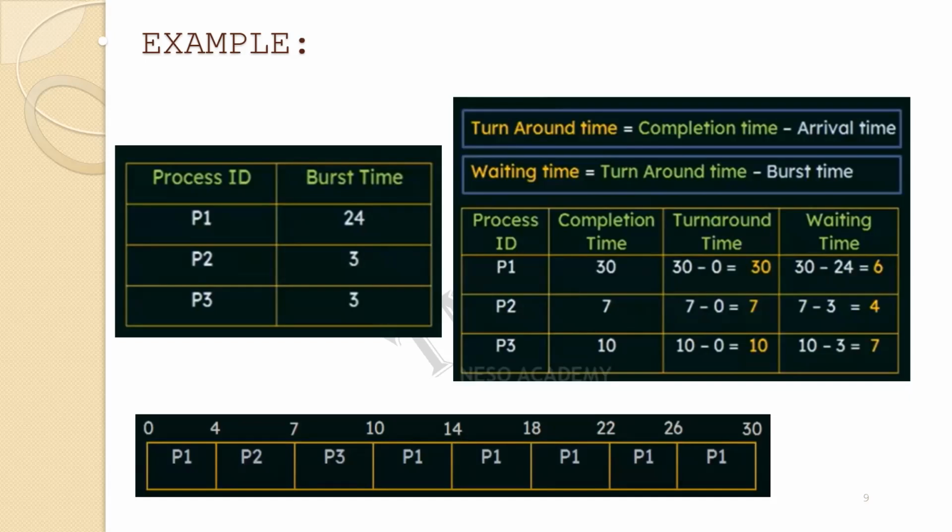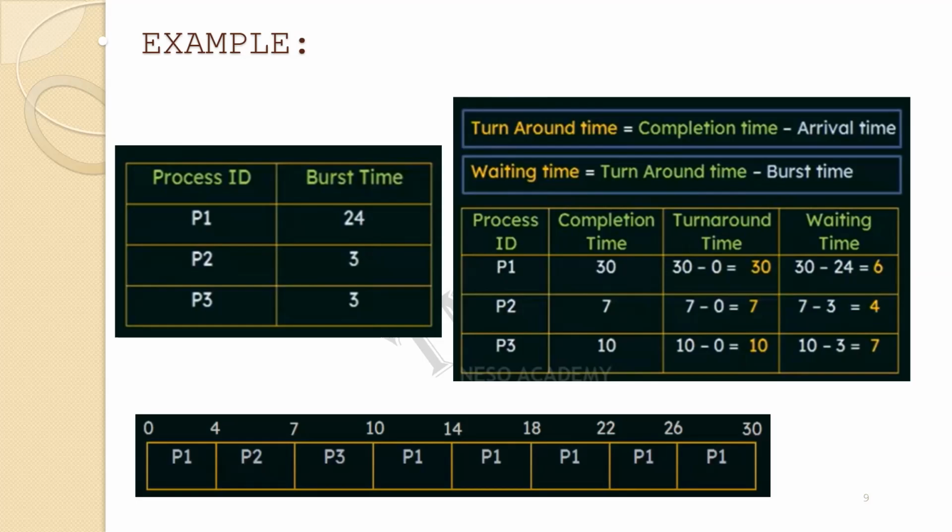The second process has 3, which is less than 4, so it completes its execution and then we move on to P3. P3 also has a burst time of 3, which is lower than our time slice. So we execute P3, and then we execute only P1, which has 20 burst time remaining. We divide those 20 into slots of 4, executing P1 with the ending time of 30.